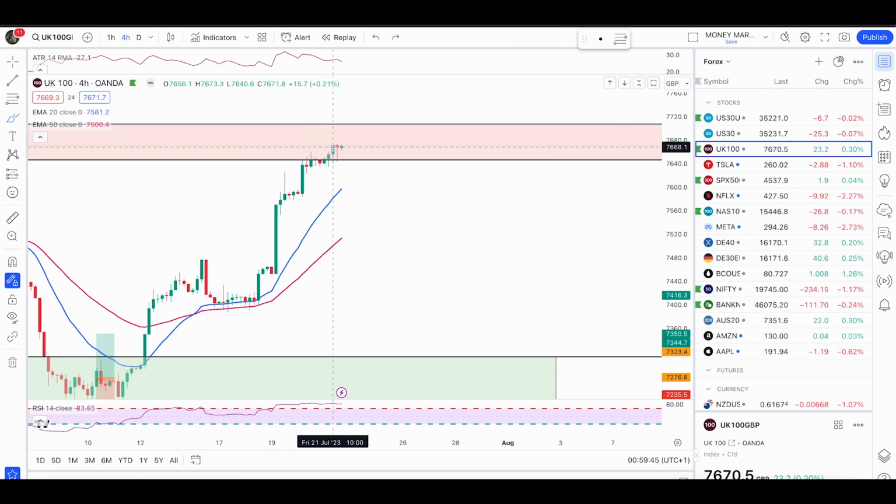Again, if I don't see any conditions, price can still break above. So that is why conditions are very important. We need to see a signal to enter our trades. Once we have a signal, we are good to go short. So have these zones on the charts.